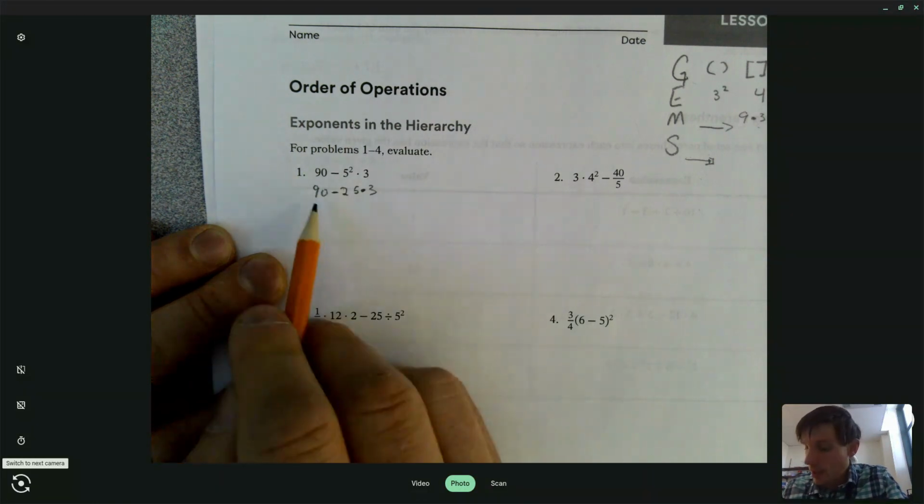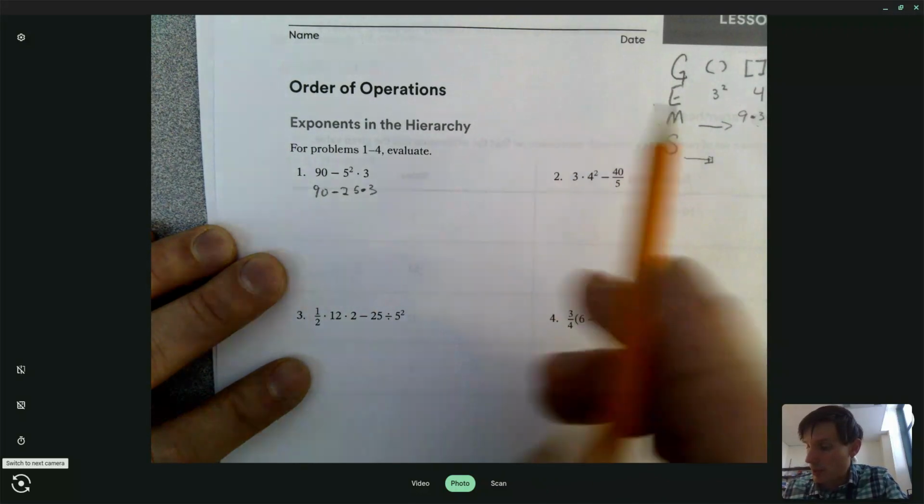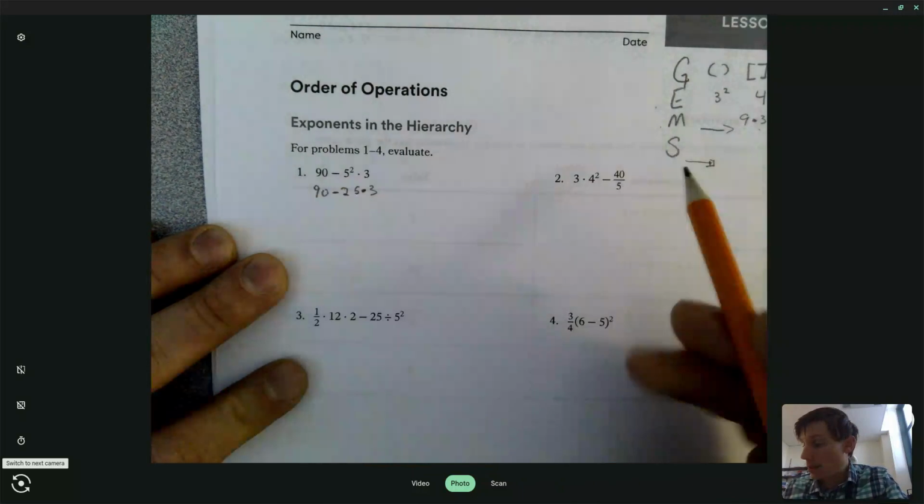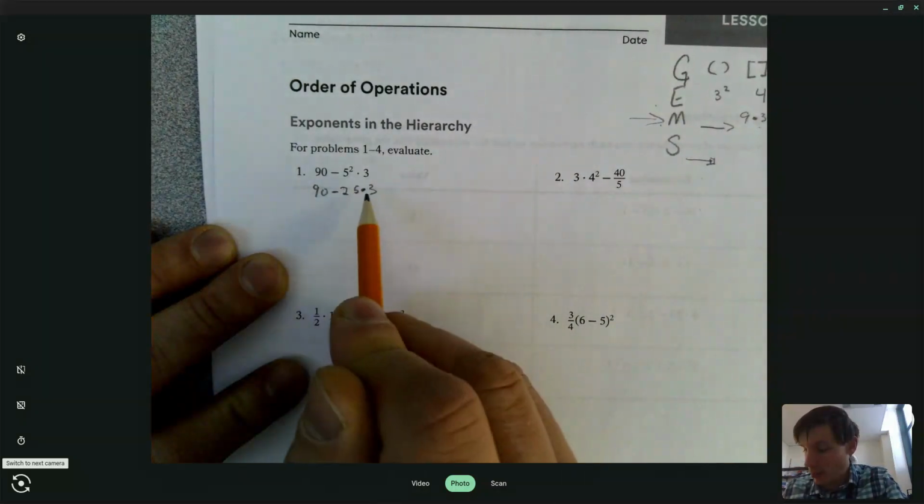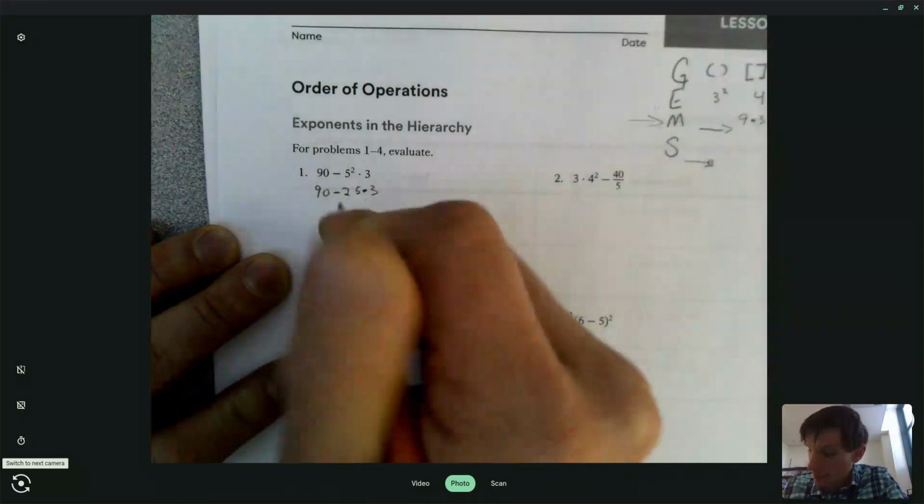Okay, next up, so we did exponents, now we're doing multiplication and division left to right. So you might be tempted to go 90 minus 25, but again, we're at the M, we have to do that first. So that little dot, of course, is a multiplication symbol. So we have to do that first, right? So 25 times 3 is 75.